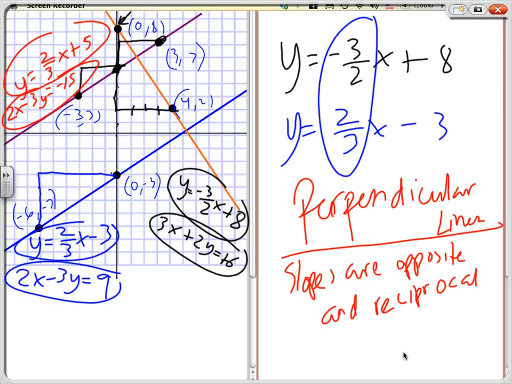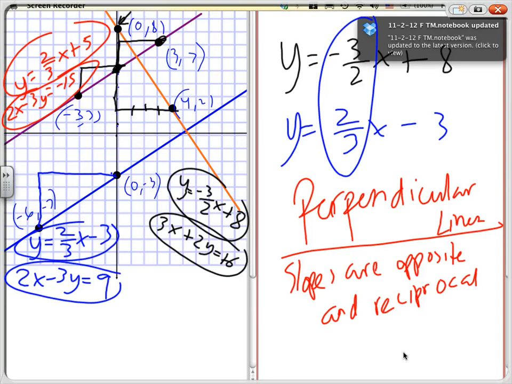Any questions so far on parallel lines versus perpendicular lines? Okay. Good. So we're going to be using that technique. I want you to go ahead and take a look at your homework assignments for tonight.